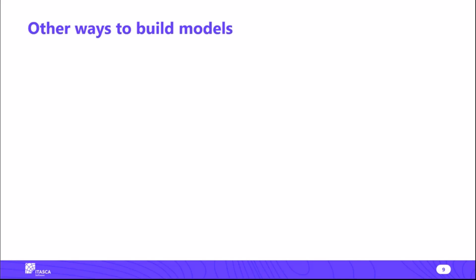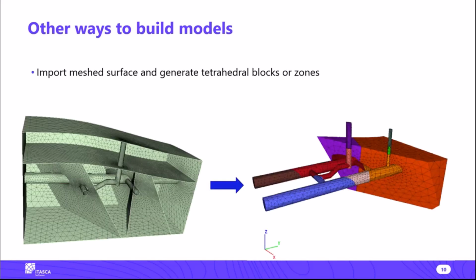Okay, so that's the traditional way to build a model, is to start with a big block and cut it into pieces. More recently, there have been other ways to build these models. In this example, I'm showing how you can, again, import a geometry. And by geometry, I mean a triangulated surface like a DXF. As long as it's a closed, watertight geometry, you can then just have 3DEC create a model by filling it with tetrahedral blocks or actually filling it with tetrahedral zones.